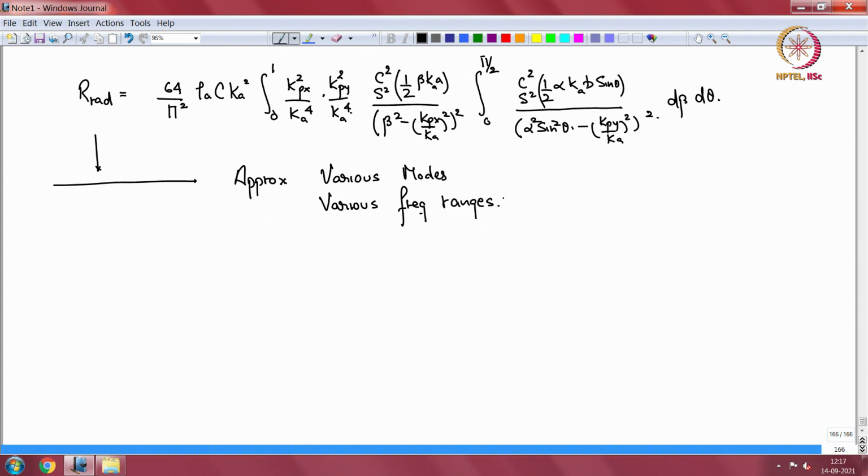And largely these approximations are intuitive. So at least in the paper only a few details are there.